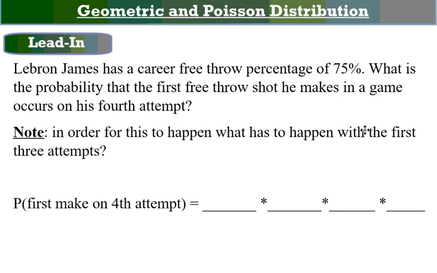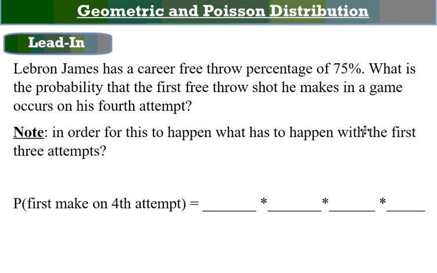So the very first one, a lead-in introduction situation. It says LeBron James has a career free throw percentage of 75%. What is the probability that the first free throw he makes in a game occurs on his fourth attempt? Note, in order for this to happen, what has to happen with the first three attempts? So give yourself maybe a second to think about it if you want to try. Otherwise, I'm going to talk about it right now.